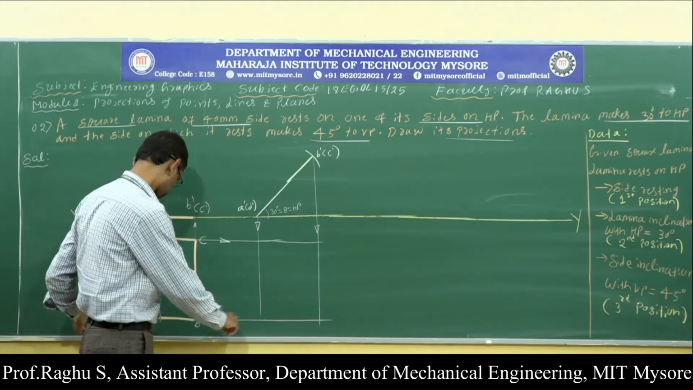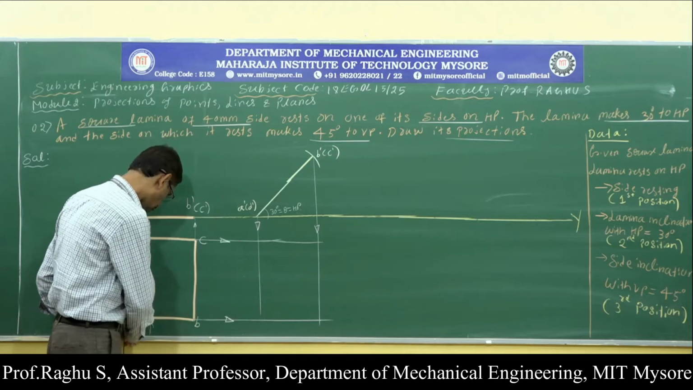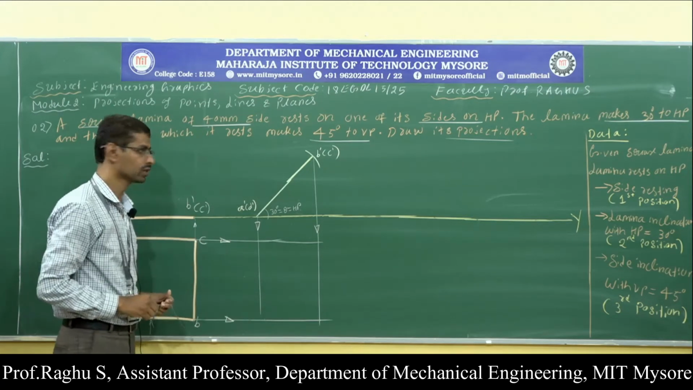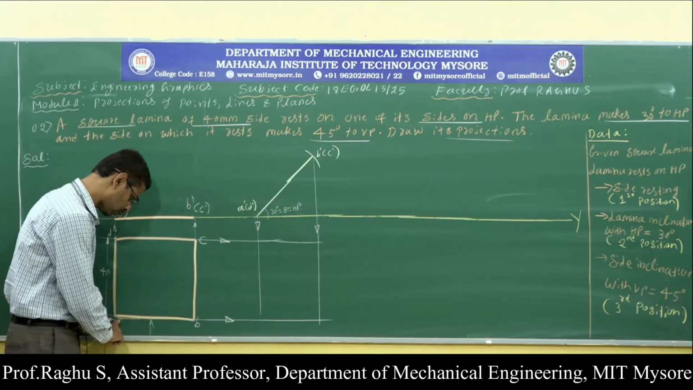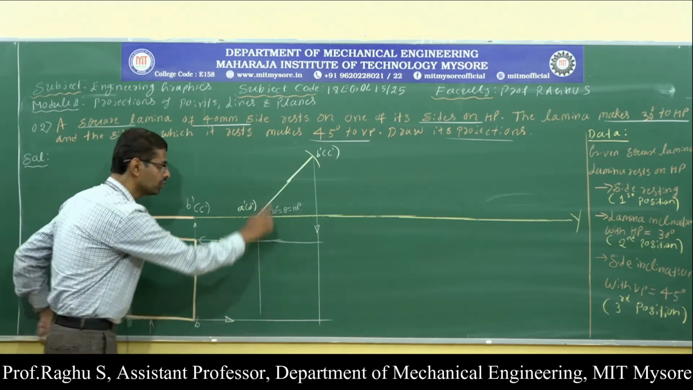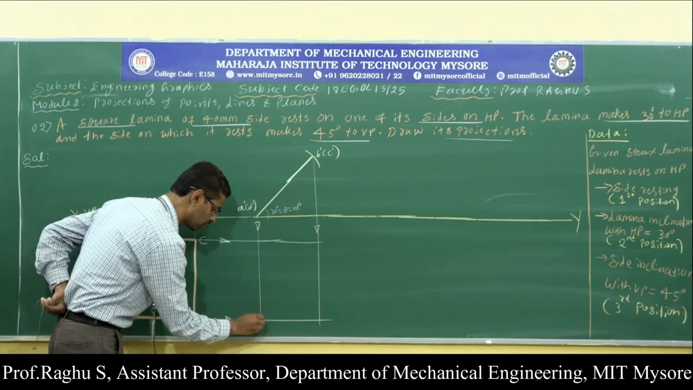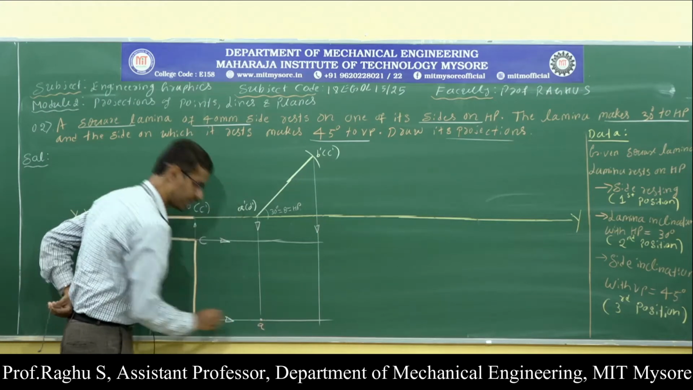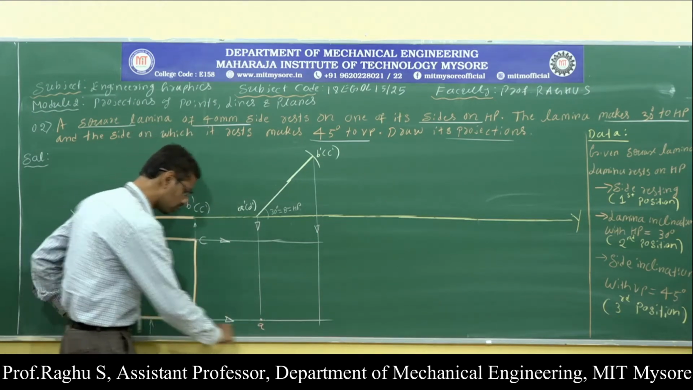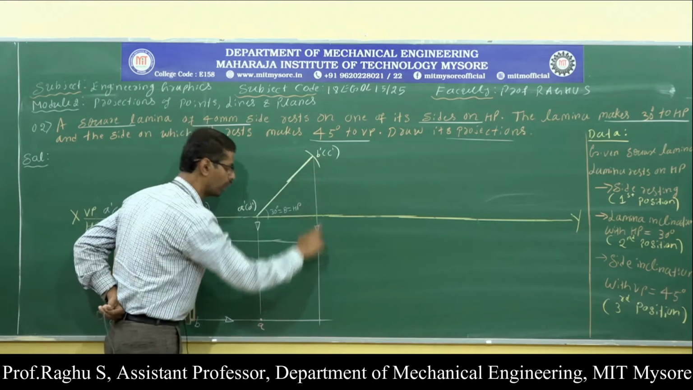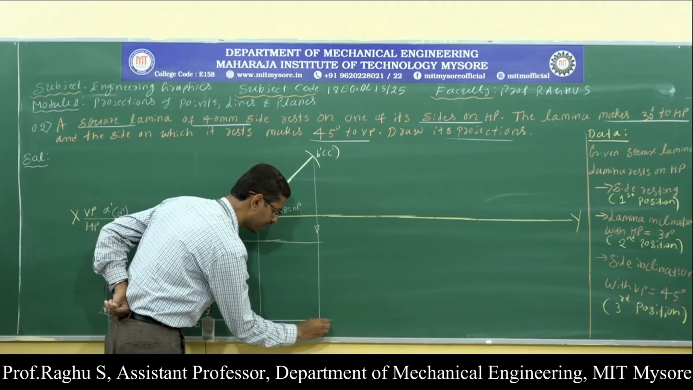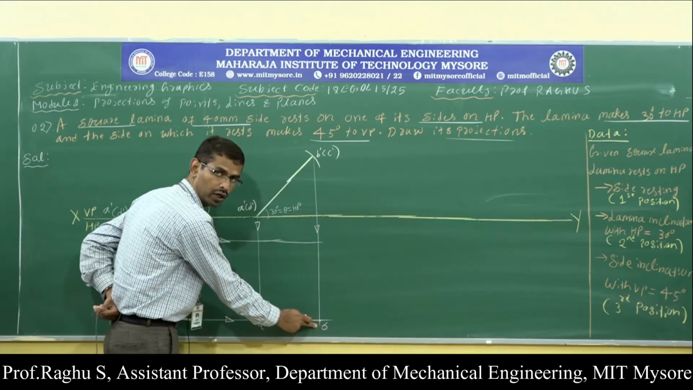Just observe the horizontal projections and vertical projections. Say this is the horizontal projection from point A, and this is the vertical projection from point A. Therefore, here I will get point A. Similarly, this is the horizontal projection from point B and this is the vertical projection from point B. Where they intersect, here I will get point B.